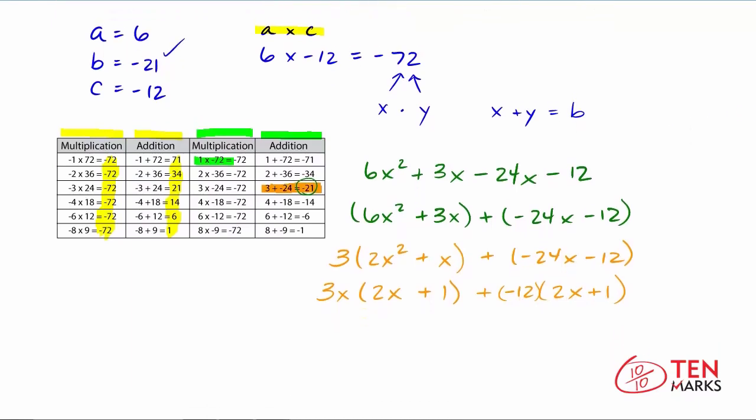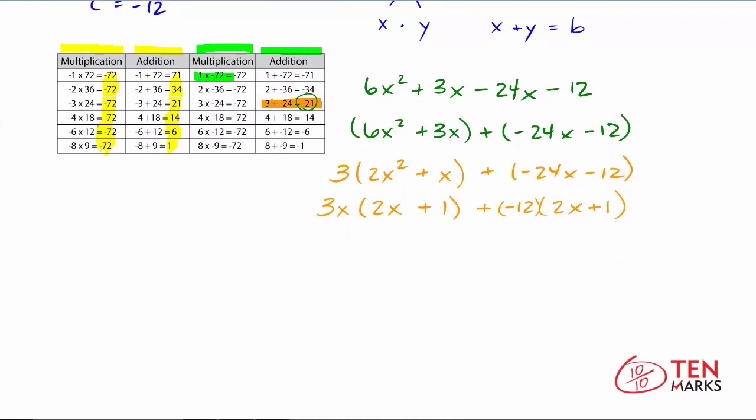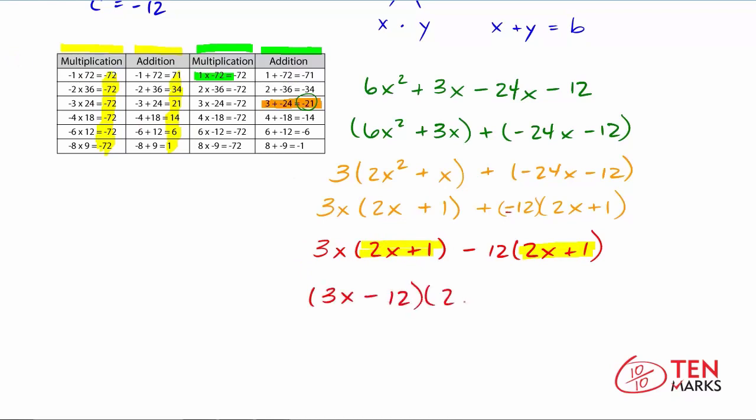So let's just scroll down a little bit more. We can rewrite our expression as a subtraction now because we've got this negative sign. So this will be minus 12 times 2x plus 1. Now notice what happened when we did this factoring. We ended up with a common binomial on each side, 2x plus 1, which means now we can factor even further still. We can say 3x minus 12 is being multiplied by the same binomial, so that would be 2x plus 1.